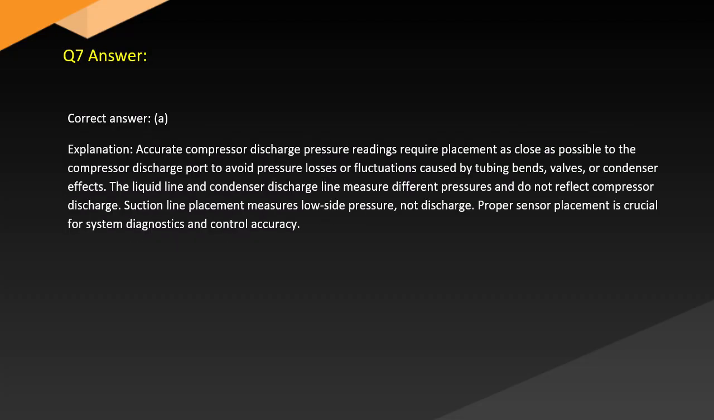Answer. Correct answer: A. Explanation. Accurate compressor discharge pressure readings require placement as close as possible to the compressor discharge port to avoid pressure losses or fluctuations caused by tubing bends, valves, or condenser effects. The liquid line and condenser discharge line measure different pressures and do not reflect compressor discharge. Suction line placement measures low side pressure, not discharge. Proper sensor placement is crucial for system diagnostics and control accuracy.